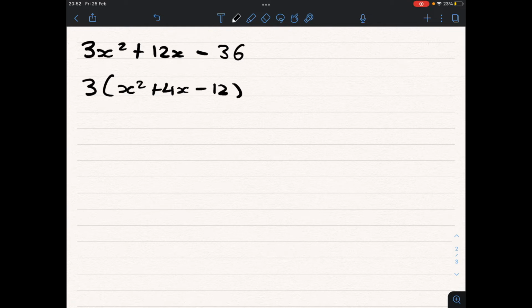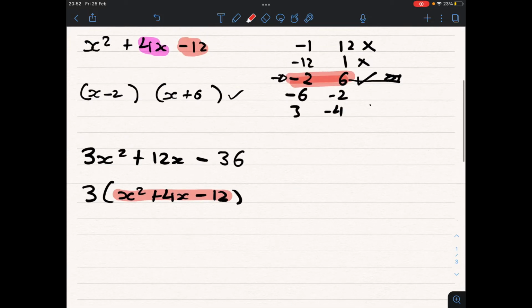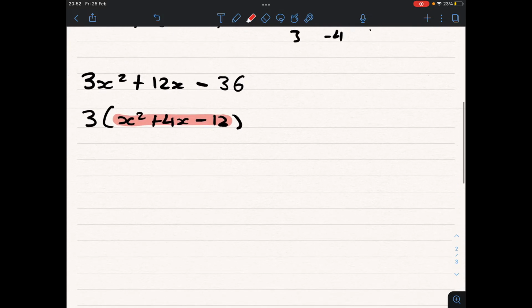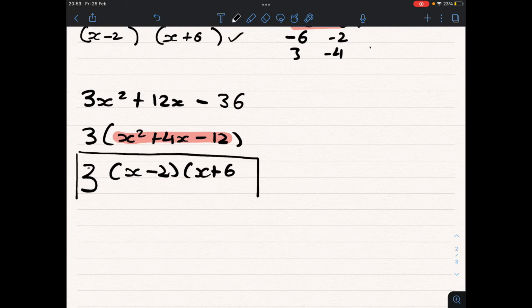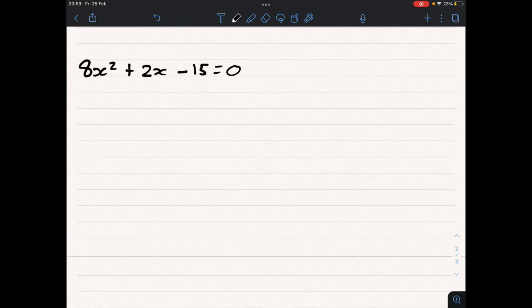Now, this expression here is similar to one we had previously. Therefore, it's the exact same answer. So we just put a massive 3 in front. So 3, x minus 2, and x plus 6. And this is your answer for this question.